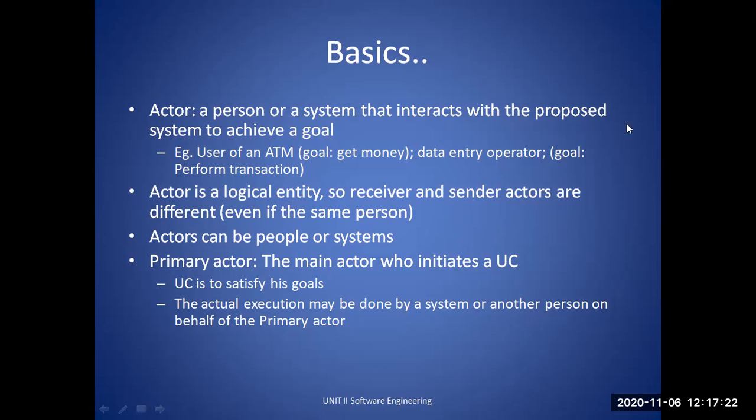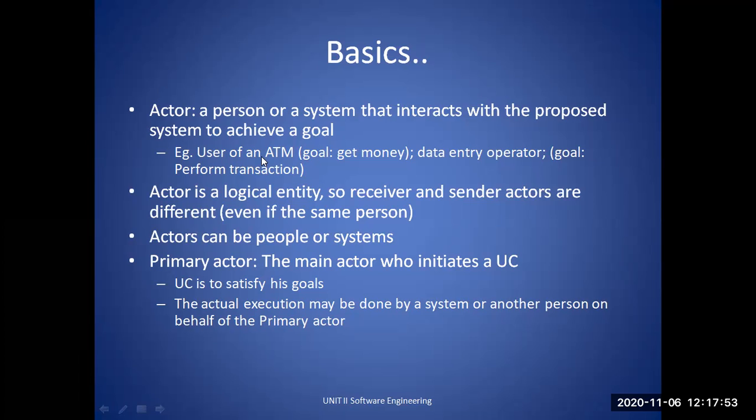Actor may be a person or a system that will be interacting with the proposed system to achieve a goal. So what is the proposed system? We are proposing an improvement over the existing system. Software development is a major aspect. Software development is nothing but we are developing a thing which can override the previous thing, that is the existing thing. So that is what we are saying here. Actor is a person or a system that interacts with the proposed system to achieve the goals.